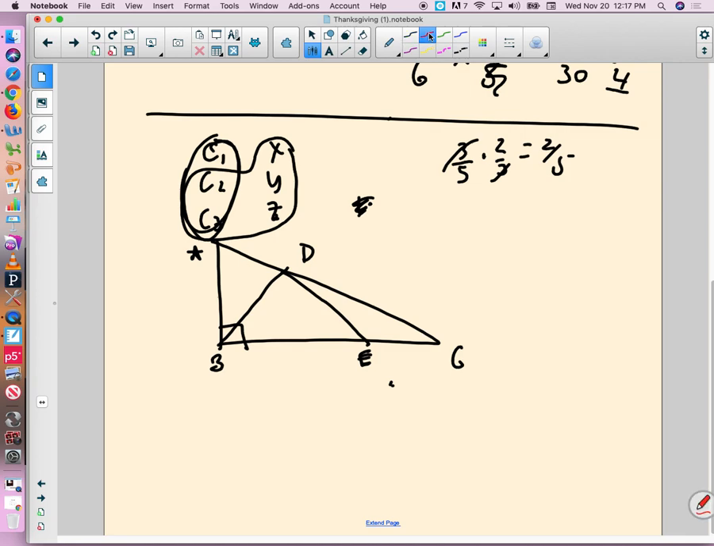Yeah. Okay, so let me write down what we have. We have BC is greater than AB. Points D and E are located on AC and BC so that AB equals BD equals DE equals EC. I didn't draw that very well. And we want the angle measure of BDE.